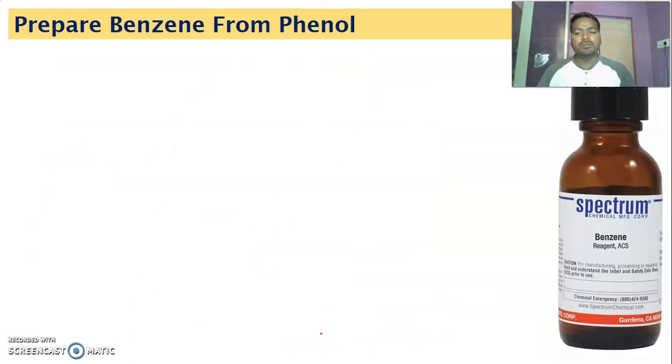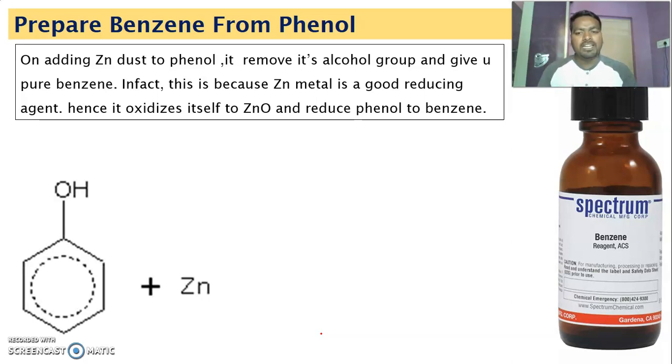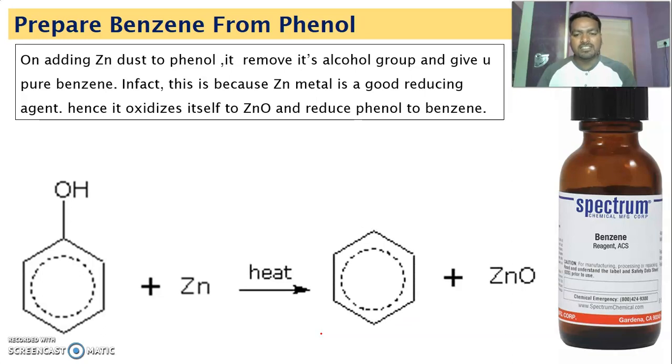Next method, by using phenol. By using phenol also we can prepare benzene by using zinc as a reducing agent. You know reducing agent? A reducing agent is a species helpful for reduction, by taking oxygen. Now let us look at this reaction. If you heat phenol with zinc dust, which is a well-known reducing agent, it gives benzene plus zinc oxide.